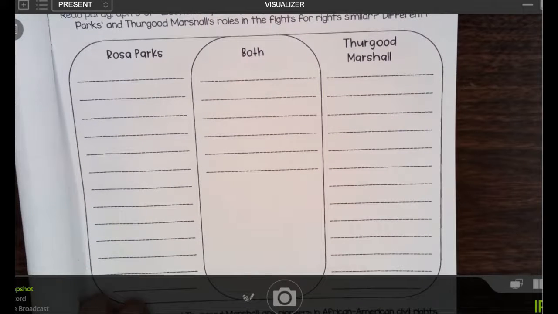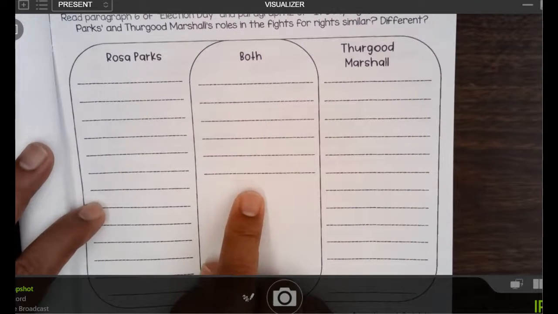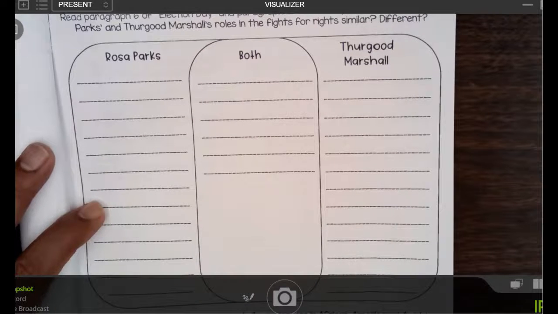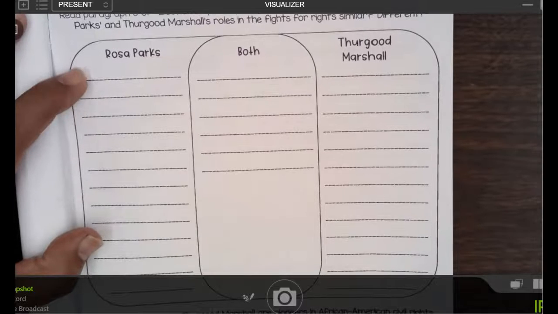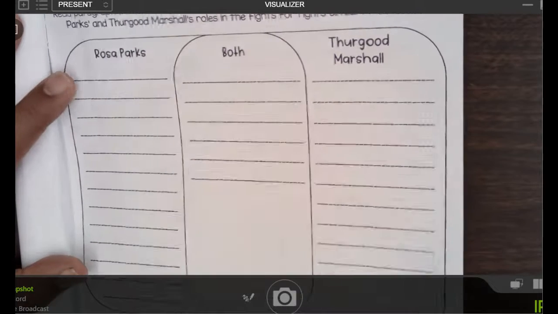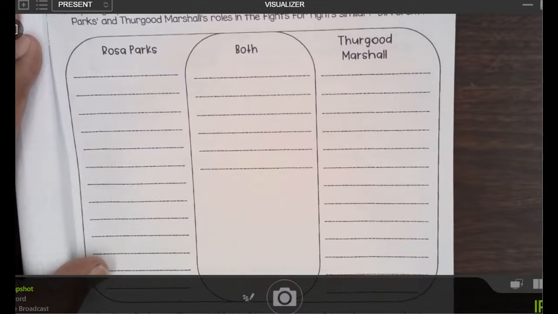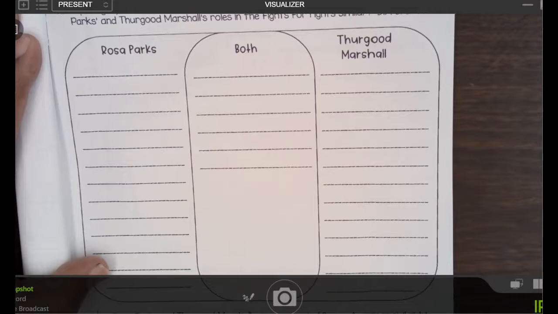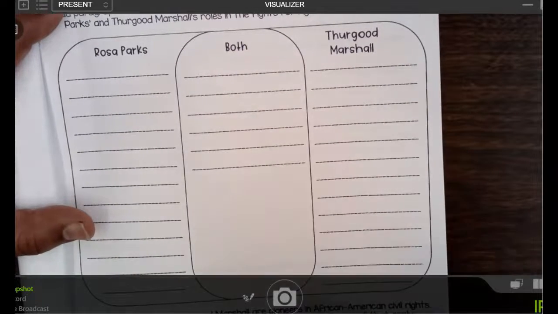So this is page 13 in your red packet. This is called a Venn diagram, where we write things that are similar about both people and things that are different about both of them. For example, what's one thing that Rosa Parks did? Do you remember? She didn't do what the bus driver told her. And that was what? Disobeying the law. What did he want her to do for the other man that got on? He wanted her to give up her seat, right? And she didn't do that.